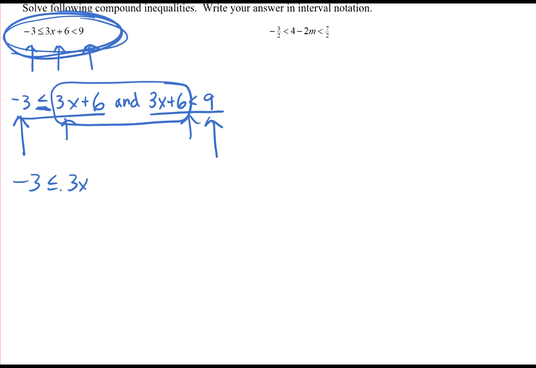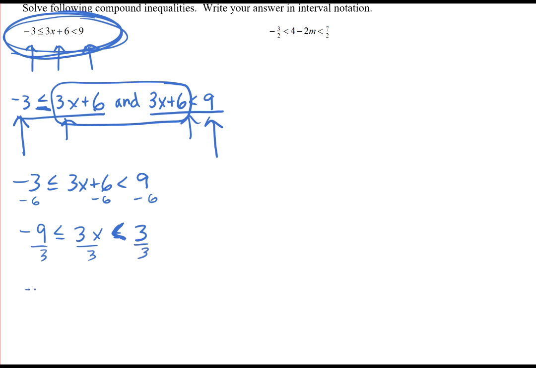Negative 3 less than or equal to 3x plus 6 is less than 9. Again, what we can do is do the same thing, instead of to both sides, to all three sides: left, right, and middle. Now, what we want to do to solve and get x by itself is first subtract 6. If we subtract it from the middle, we have to subtract it from the other two sides as well. So I get negative 9 is less than or equal to 3x, which is less than, no, less than 3. Then, to get x by itself, we divide out the 3, and we're dividing by a positive, so we don't need to worry about the symbols changing.